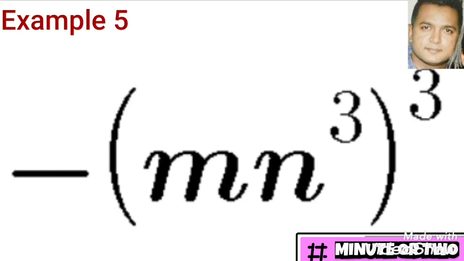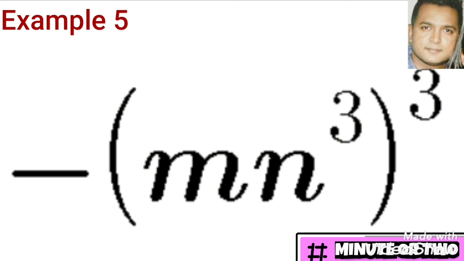This is another common type of question used by examiners. The m indicated there means m to the power 1, and learners must know this. So if we had to raise up everything within the bracket, it would be m to the power 1 being raised to the power 3 and n to the power 3 being raised to the power 3. So for the m it would be 1 times 3, and for the n it would be 3 times 3.